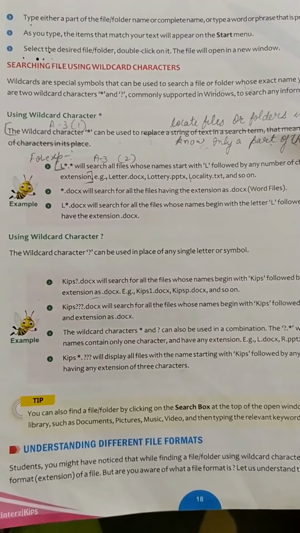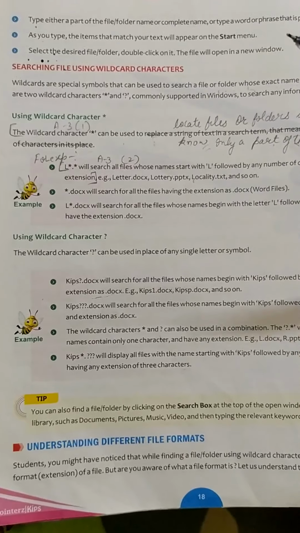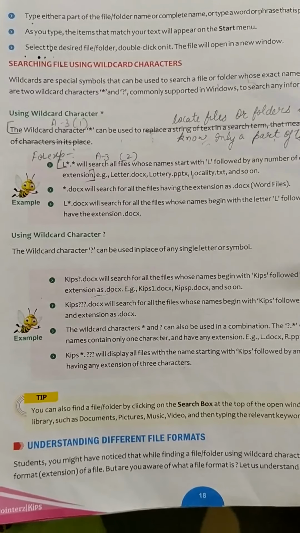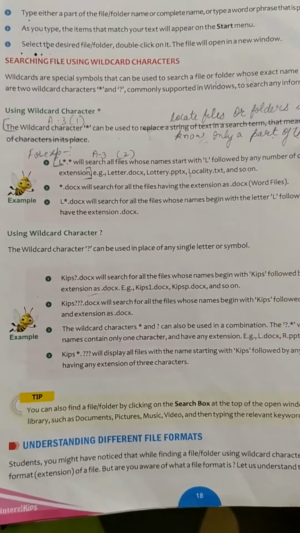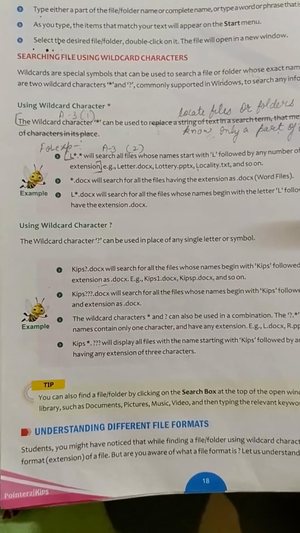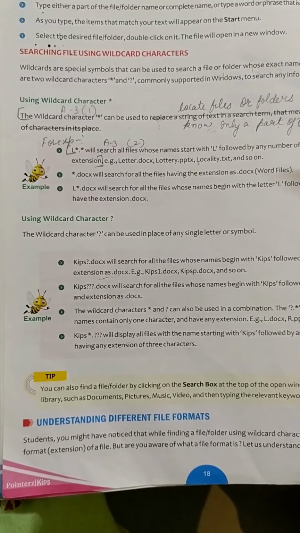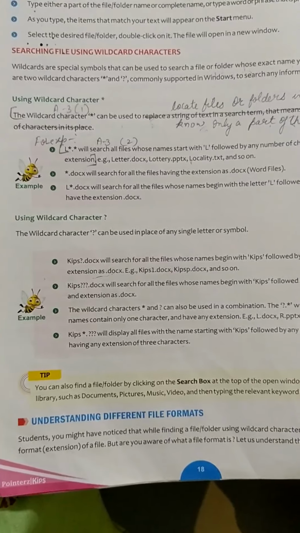Simply click on the start button and then type a part of the file or folder name or the complete name, or a word or a phrase that is present in the file. The items that match your text will appear on the start menu, and then you can choose your desired file or folder and double click on it, and your file will be opened in a new window.